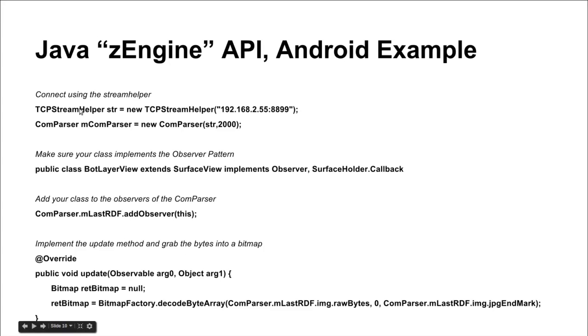If you're doing the same thing on Android, here's the Android example of how to use the Z Engine. It looks pretty much the same, except we have a TCP stream helper class on Android that we use to connect the ComParser. From there we have a view class that extends SurfaceView and implements the observer class. Basically, if you're going to be drawing images to the screen in Android, it's a little bit more complicated than it is in just PC Java. But you still just take the ComParser and add your observer to it, and then you just override the update method. Every time a new image comes out of the bot, your update method gets called.